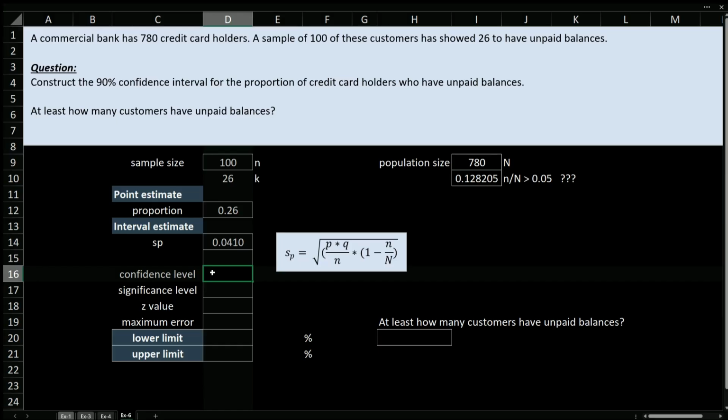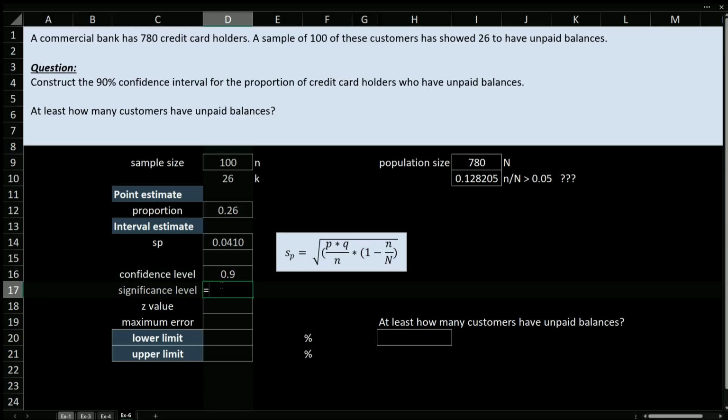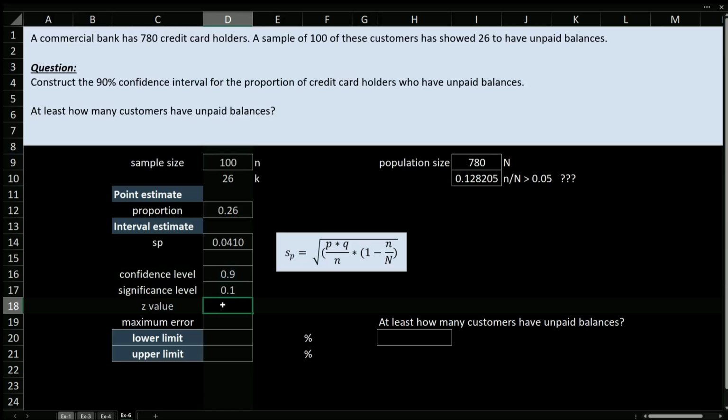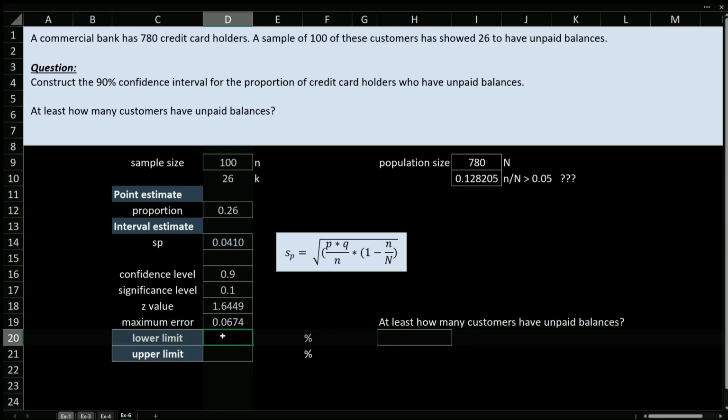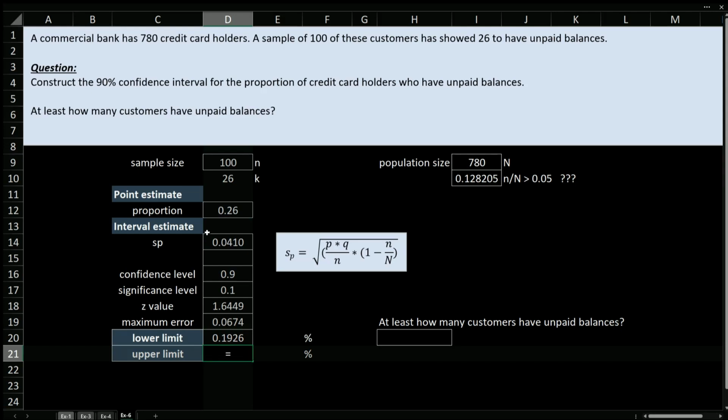Confidence level is mentioned to be 90%. Significance level 1 minus that, and proportion always a z-value, then it is NORM.S.INV of 1 minus alpha over 2. So this is 1.64. Maximum error, standard error multiplied by z-value, and lower limit, upper limit, the point estimate minus maximum error, point estimate plus maximum error.